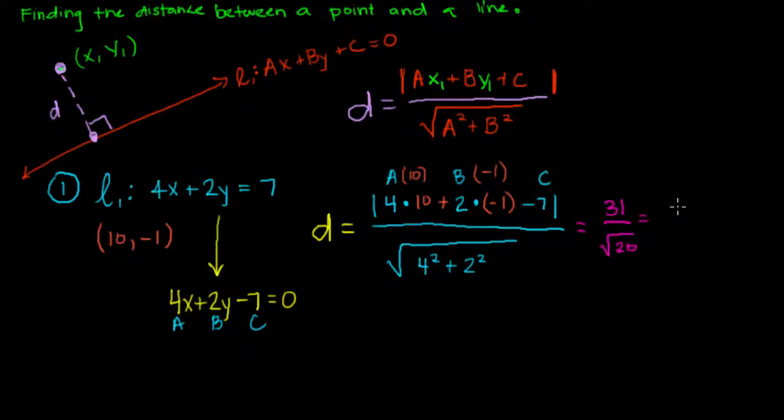So we want to make sure that we can rationalize this thing, also simplify it. So we're going to simplify this down to 31 over 2 square root 5, since the square root of 20 is 2 square root 5. And now we multiply the top and bottom by root 5. And our final answer comes out to 31 square root of 5 over 10. So our distance between the point (10, -1) and the line 4x plus 2y equals 7 is going to be 31 root 5 over 10.